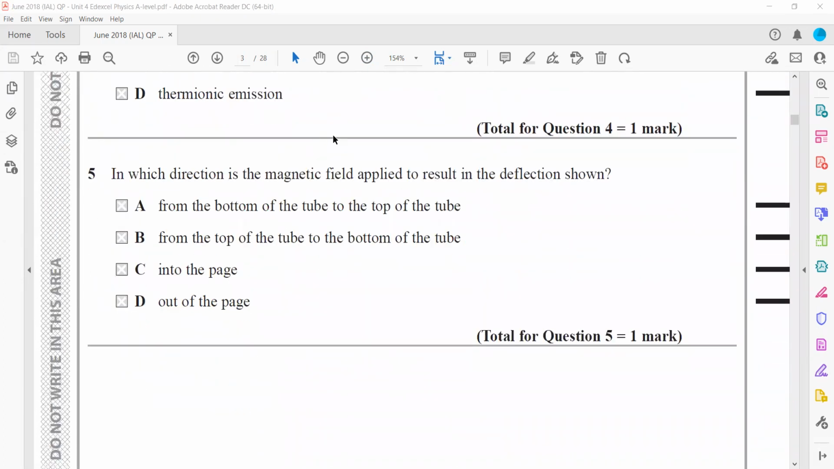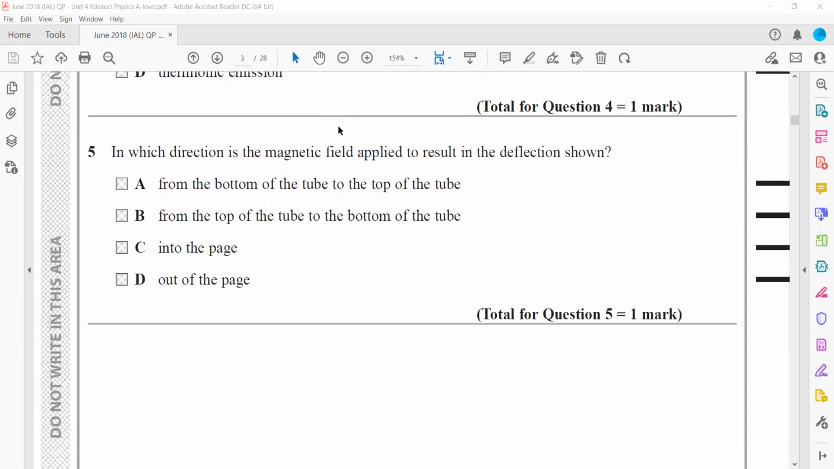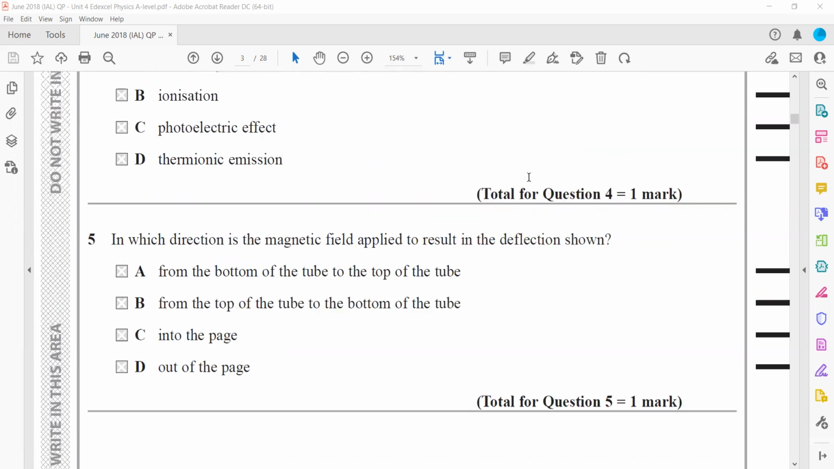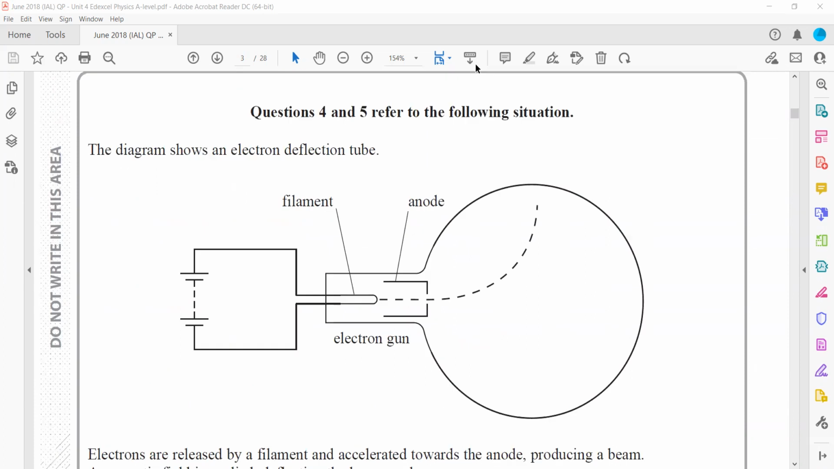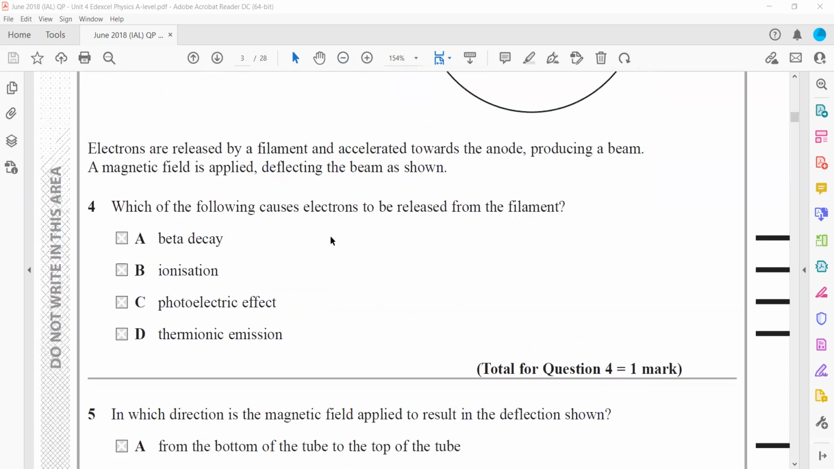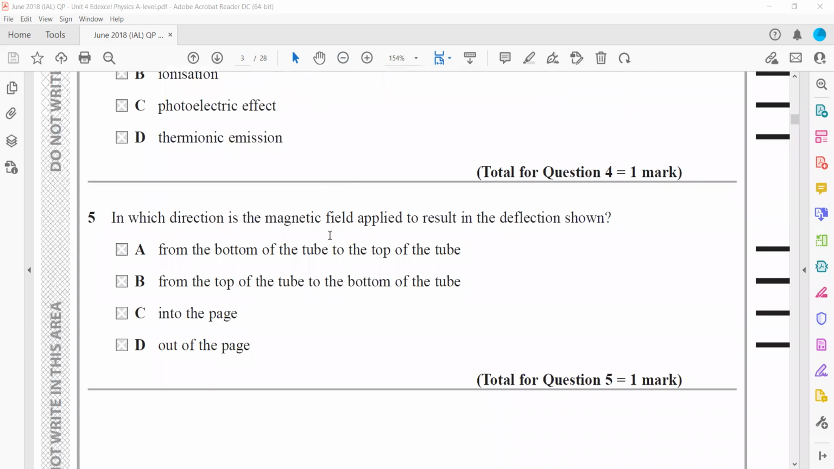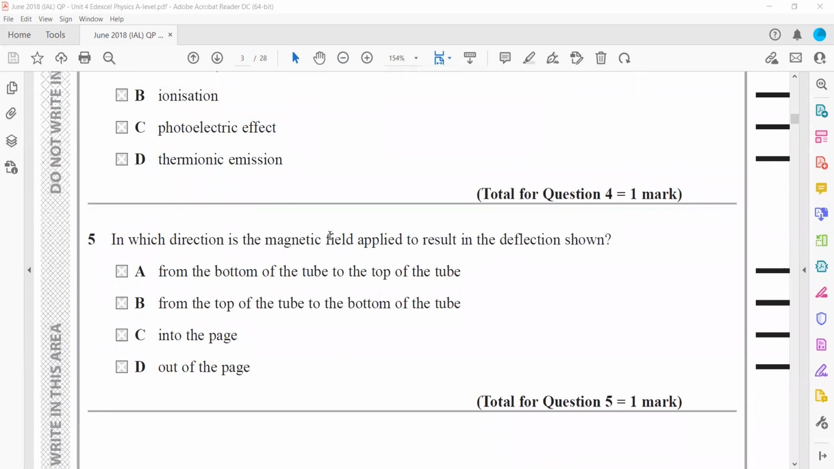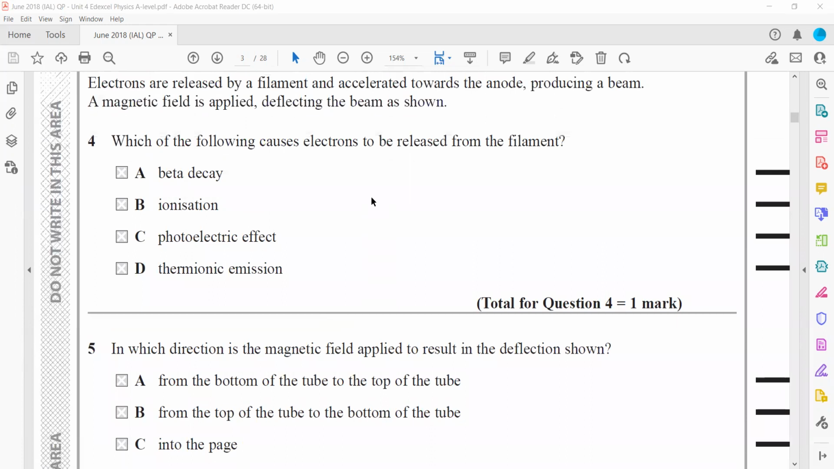In question 5, in which direction is the magnetic field applied to result in the deflection shown? So as you can see, this electron is going up. So if the electron is going up, what is the direction of the resultant force? Because the resultant force is always toward the center. It appears to be toward the top of the page. So this is the direction of the force.